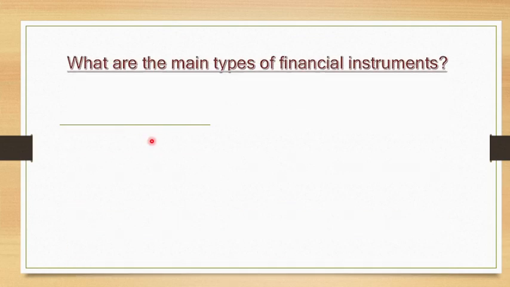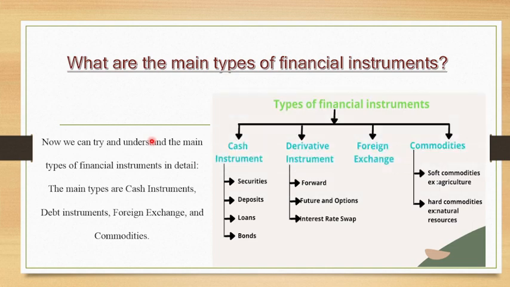Next we will see the main types of financial instruments. The main types of financial instruments are cash instruments, derivative instruments, foreign exchange, and commodities. Now let's see the subdivisions in the types of financial instruments. Let's come to the cash instruments. Under cash instruments we can see securities, deposits, loans, and bonds as the types of cash instruments.